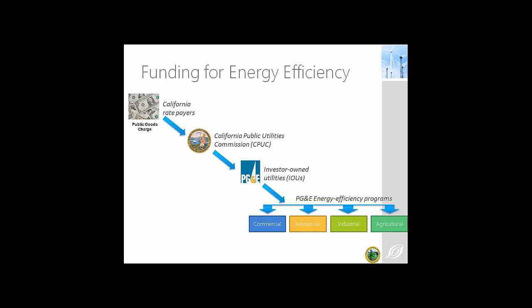Funding for energy efficiency. So on every utility bill that you get from PG&E, you have a public goods charge. So normally just around a few dollars. It's not a lot, but that money goes to the California Public Utilities Commission, which is the regulator for all the utilities in California. And they allocate a certain amount of money to each utility that they have to do certain things with this money. So it's not like they're giving the money to PG&E and they have free reign with it. It's very highly regulated and given to specific programs.